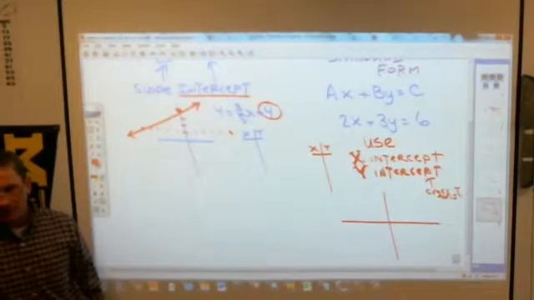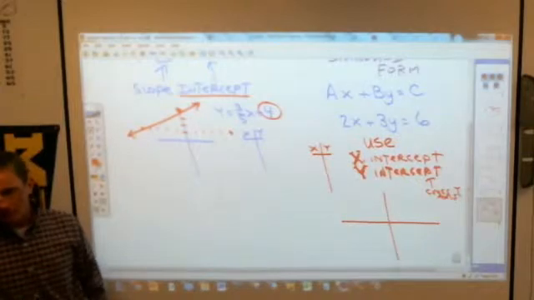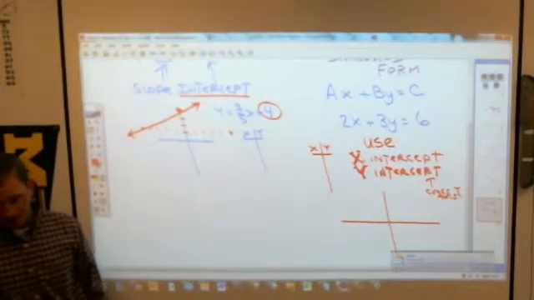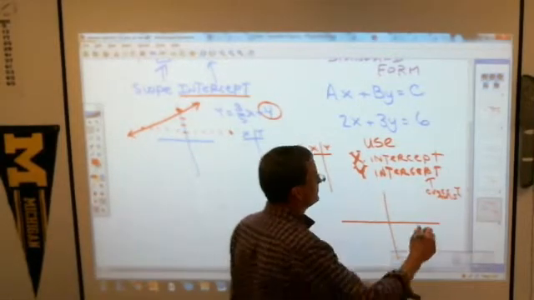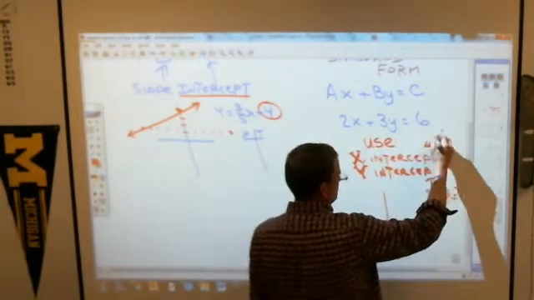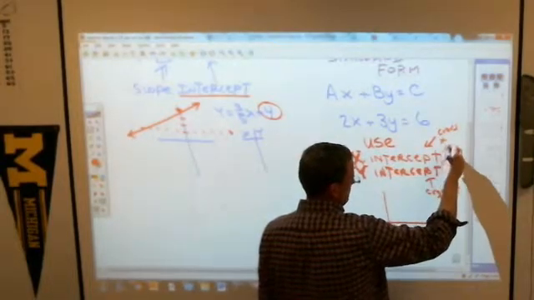Where it crosses what? The y-intercept crosses the y-axis. The x-intercept crosses the... Yeah, this is where it crosses the x-axis.